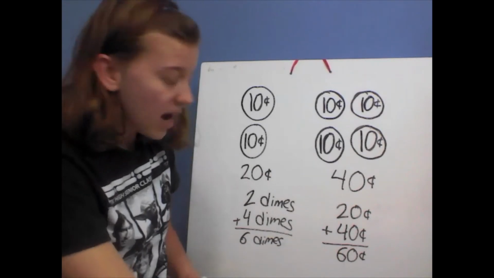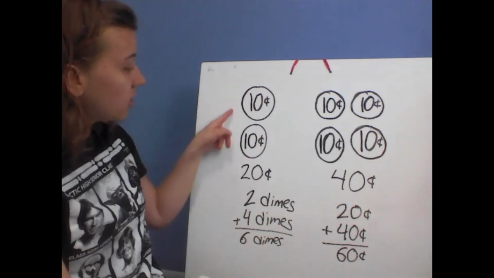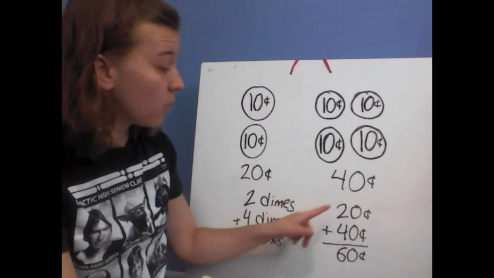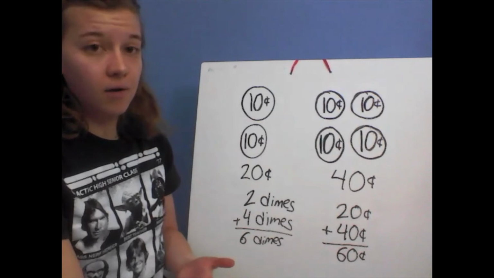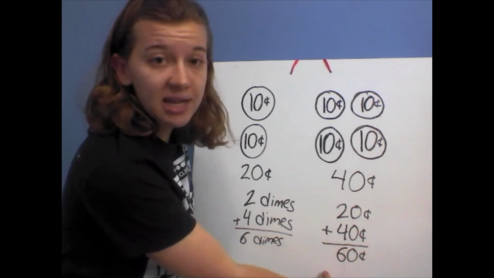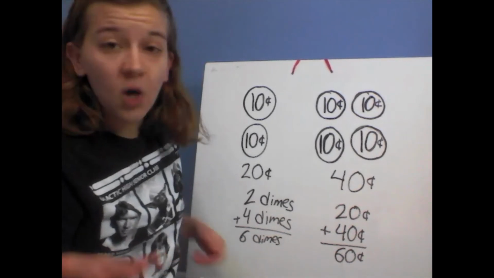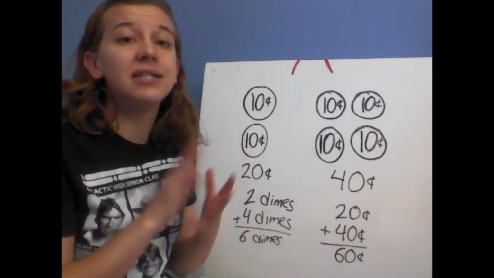All right, so we are actually going to be doing the same problem we did before. So she used 2 dimes on Monday and 4 dimes on Tuesday. So how much did she spend in all? Well, again, we've got to add it up like this. 20 cents plus 40 cents equals 60 cents. All right? So, boys and girls, that is our lesson on adding tens and dimes.